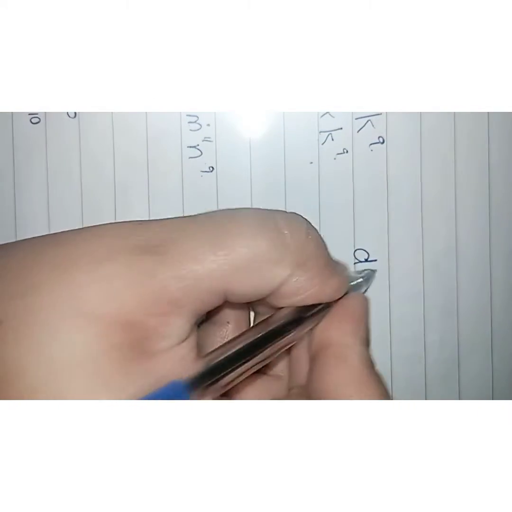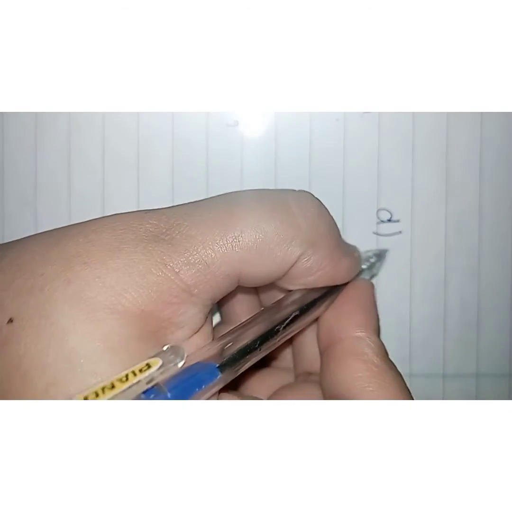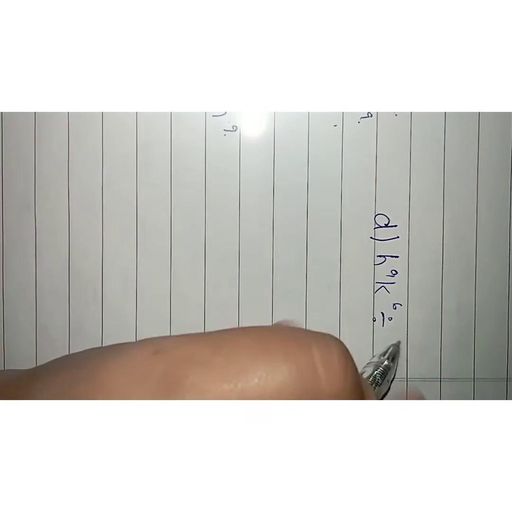Now moving on to part D. Part D says h9 k6 divided by h5 k4.